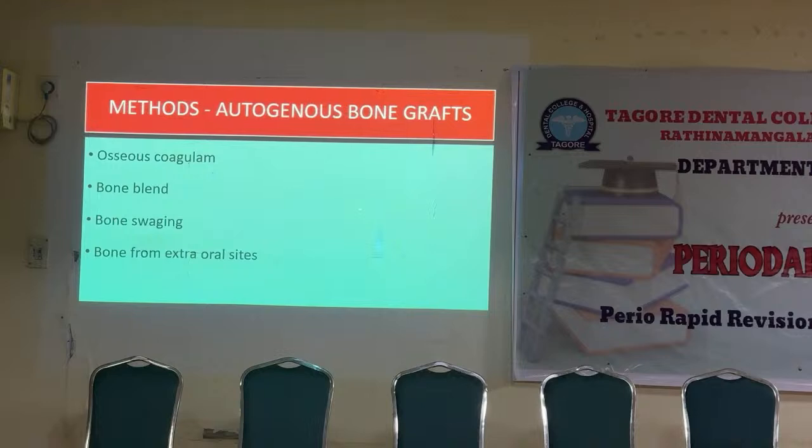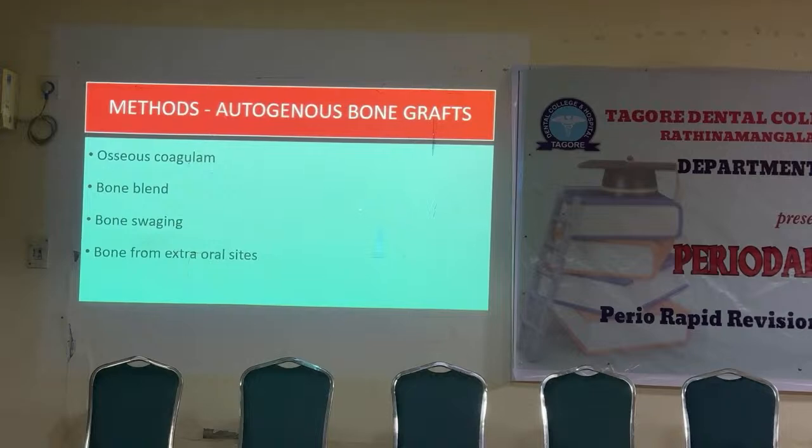So what are the methods of autogenous bone graft? How will you collect it? You said from the intraoral sites, right? From the chin, from the tuberosity, from the tori, from the exostosis, from the extracted sockets. How will you collect this? You collect the bone either with the use of a bur or with scrapers, remove the bone, mix it with the blood and use it as a graft. That is called osseous coagulum. What is osseous coagulum? Bone dust mixed with blood.